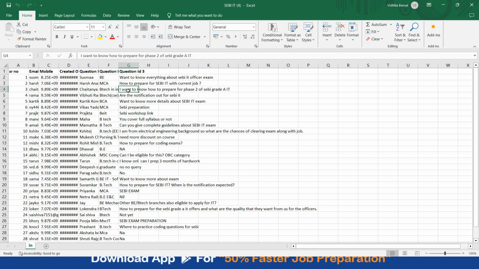Then there is a question, I want to know how to prepare for Phase 2 of SEBI Grade A IT. So here I understand you're talking about the coding paper and the descriptive English paper. For descriptive English, start reading editorials and start improving your typing, comprehending and writing skills. For your coding paper, start from your basics.